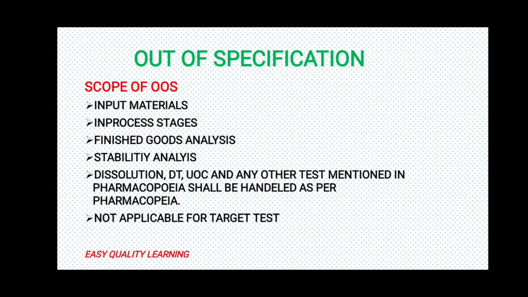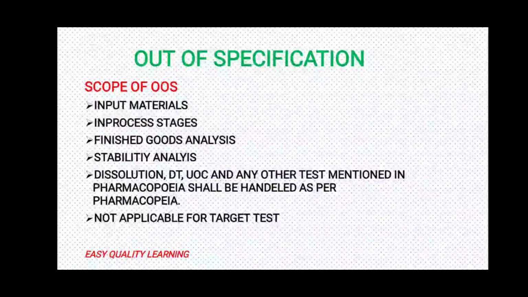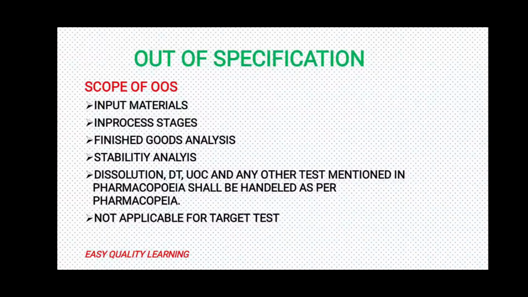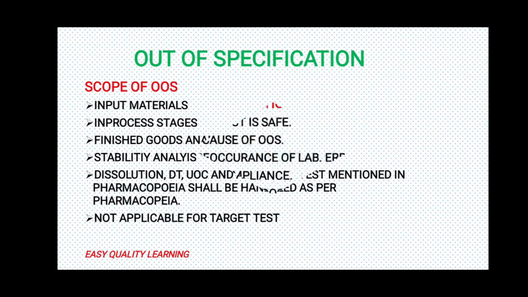So what are target tests? Suppose you are drying some material in your FBD, and in between you are checking the LOD of that material. That is a target test. Let us suppose your limit is 1 to 2%, and in between you are getting 2.5, 2.8 results, and then again you dry the material to get the LOD between 1 to 2%. Whatever results you get before reaching the target are called target tests, and these tests are not applicable for out of specification.